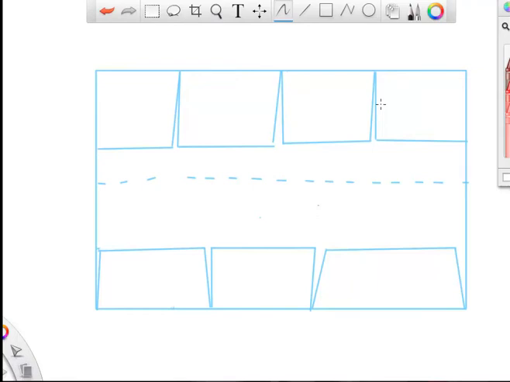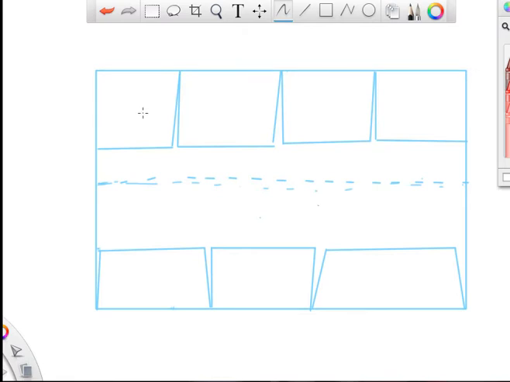Today we're going to build a foldable on machines and mechanical advantage, force, and what we're going to do is take our piece of paper and fold it in half, hamburger style, and open it up, and it's going to make this middle line right here. And then fold the top half to just above that middle line and the bottom half to just above that little middle line, not right at the middle line.